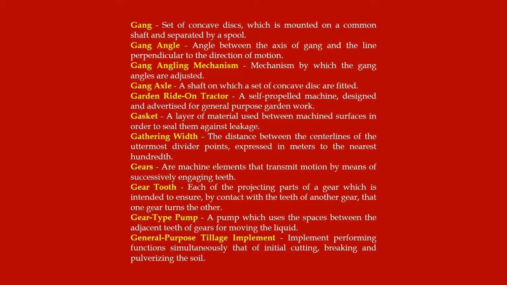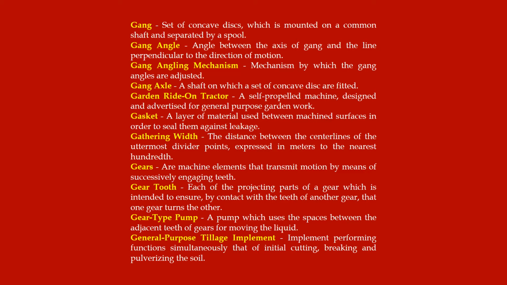Gang angling mechanism. Mechanism by which the gang angles are adjusted. Gang axle. A shaft on which a set of concave discs are fitted. Garden ride on tractor. A self-propelled machine designed and advertised for general-purpose garden work. Gasket. A layer of material used between machined surfaces in order to seal them against leakage.